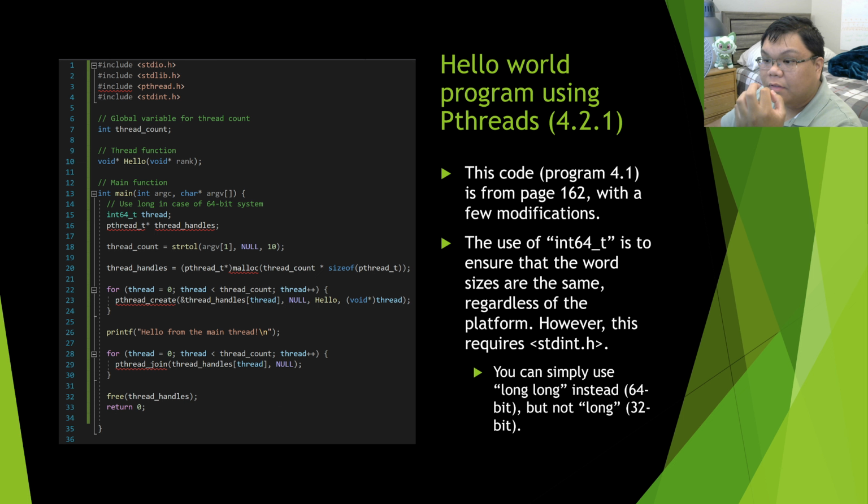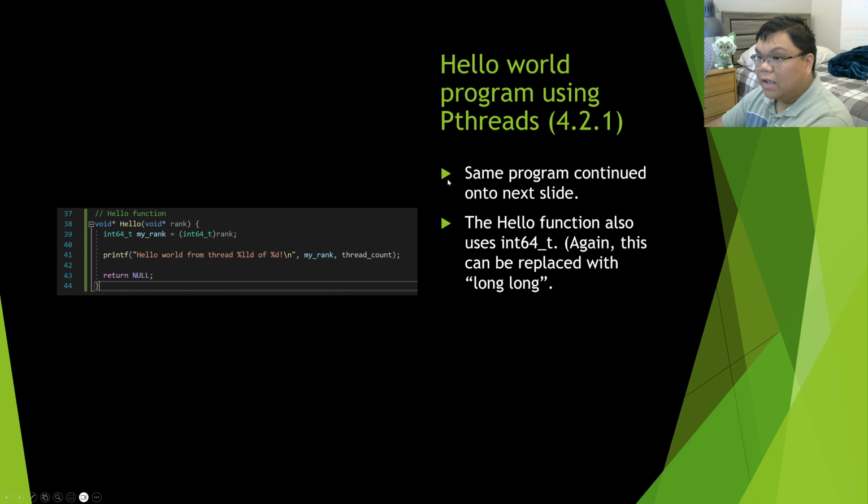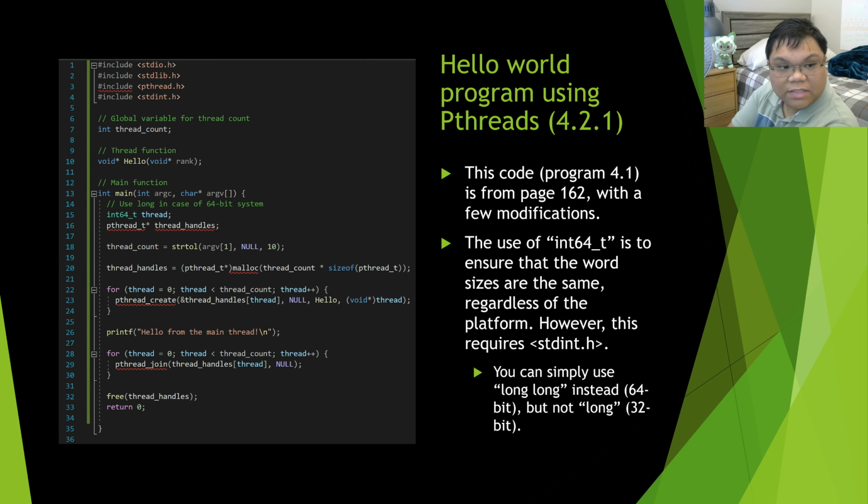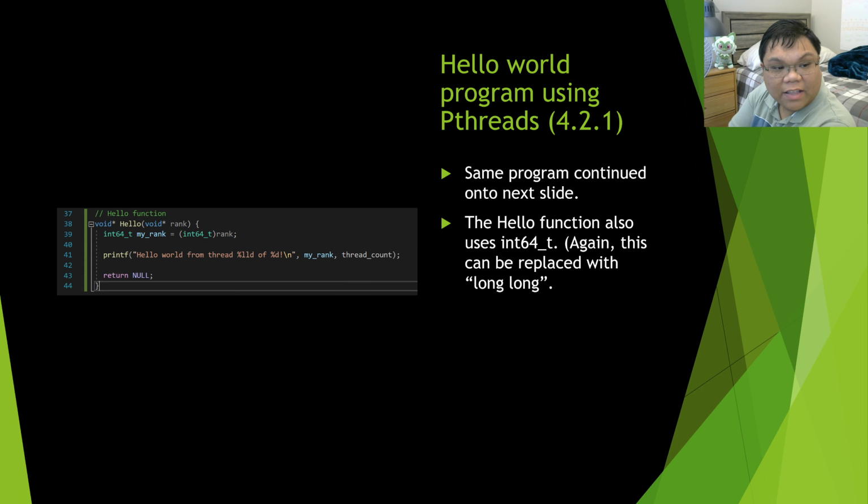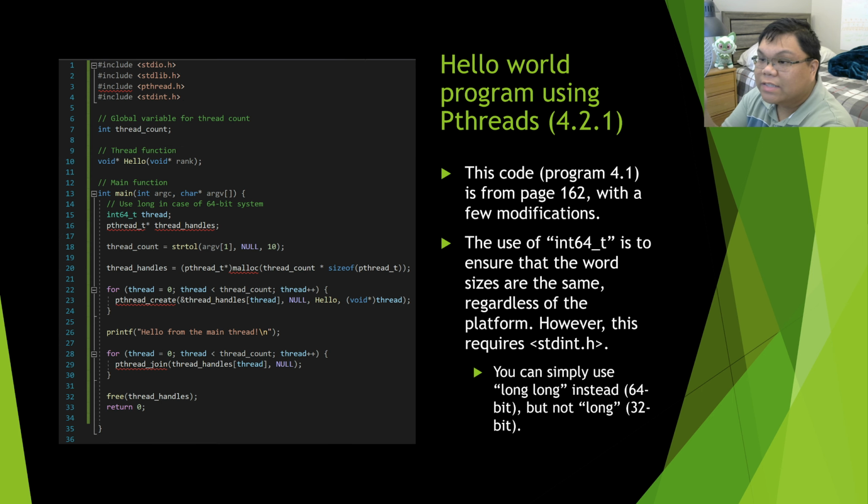So here we have our Hello World program that uses pthreads. I modified this from the textbook because the textbook has a few things that don't work. So I'm going to explain the modifications as we go along. Also, this code is spread between 2 slides. So we have lines 1 to 36 and then 37 to 44. So if you want to recreate this program, keep in mind it's spread between 2 slides. So here's one of the first modifications.